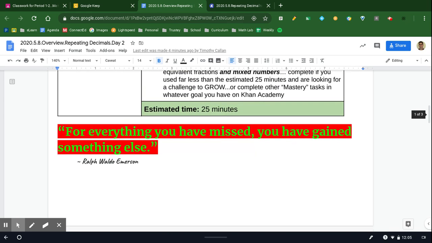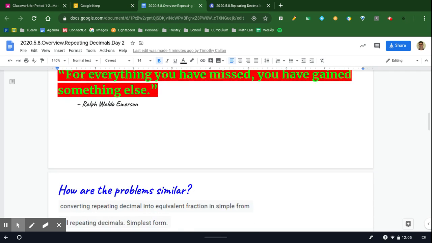Liked this quote, seemed appropriate for the time now: for everything you have missed, you've gained something else. I hope you guys have figured out several things that you're gaining from this very difficult situation we're all going through, but let's take the worst and make the best of it, shall we?